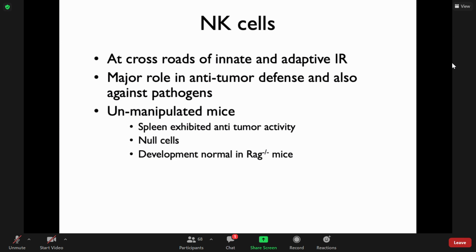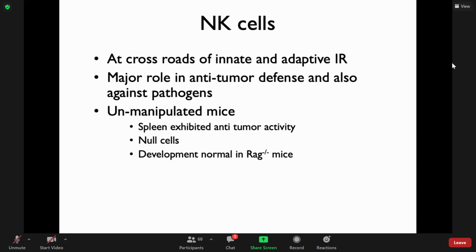You have four chains for your BCR and two chains for your TCR, alpha and beta. For BCR, you have heavy and light chains, two of each: two heavy and two light. This constitutes a BCR, and one alpha and one beta constitute a TCR. In order to form this TCR or BCR, you require the activity of this enzyme. Now, if you remove this enzyme from animals by genetic depletion, this anti-tumor activity still remained.